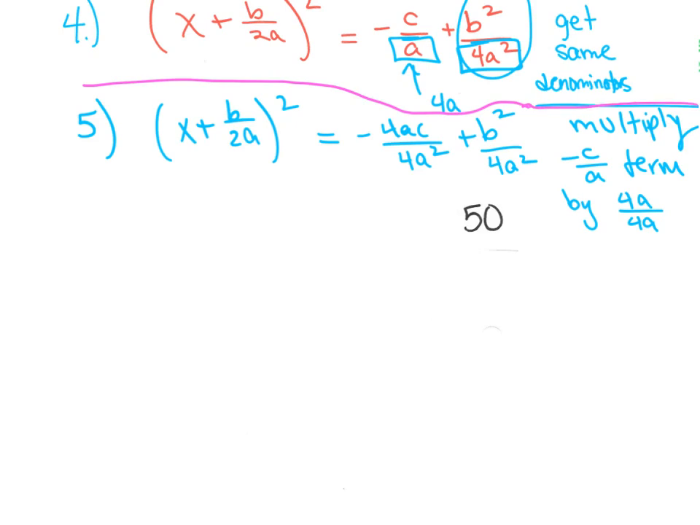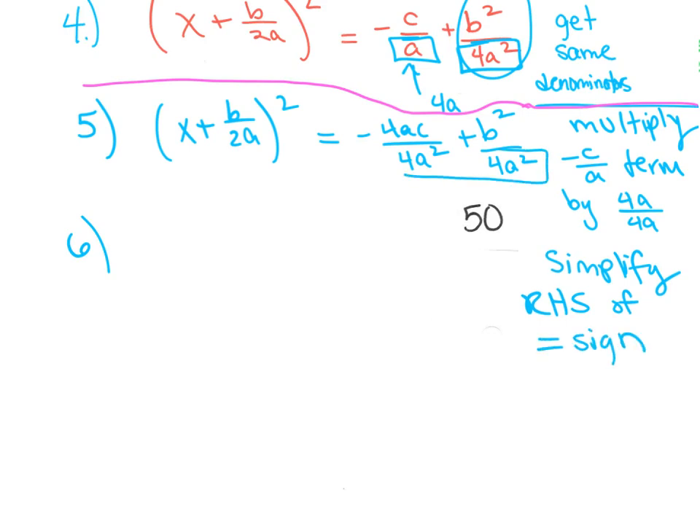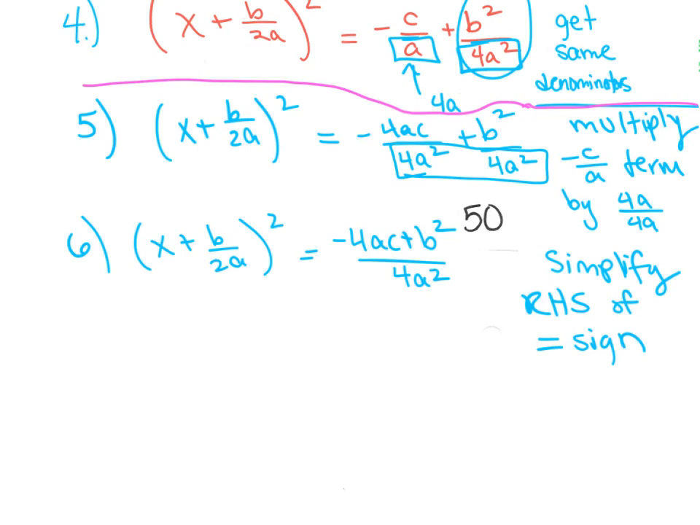So let's simplify the right-hand side of the equation. So our sixth step, we're going to simplify the right-hand side of the equal sign, because they have the same denominator here. So we'll write, we have our x plus b over 2a squared is equal to negative 4ac plus b squared over 4a squared. We can combine them like this because, again, the denominators are the same here. We then can combine the numerators.